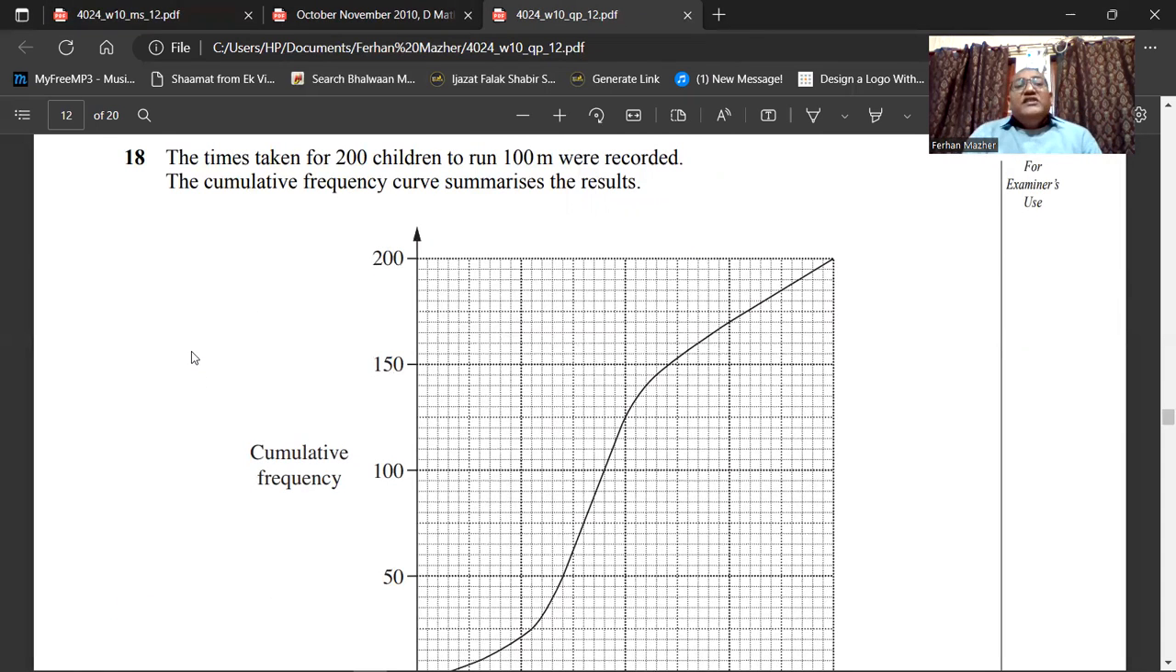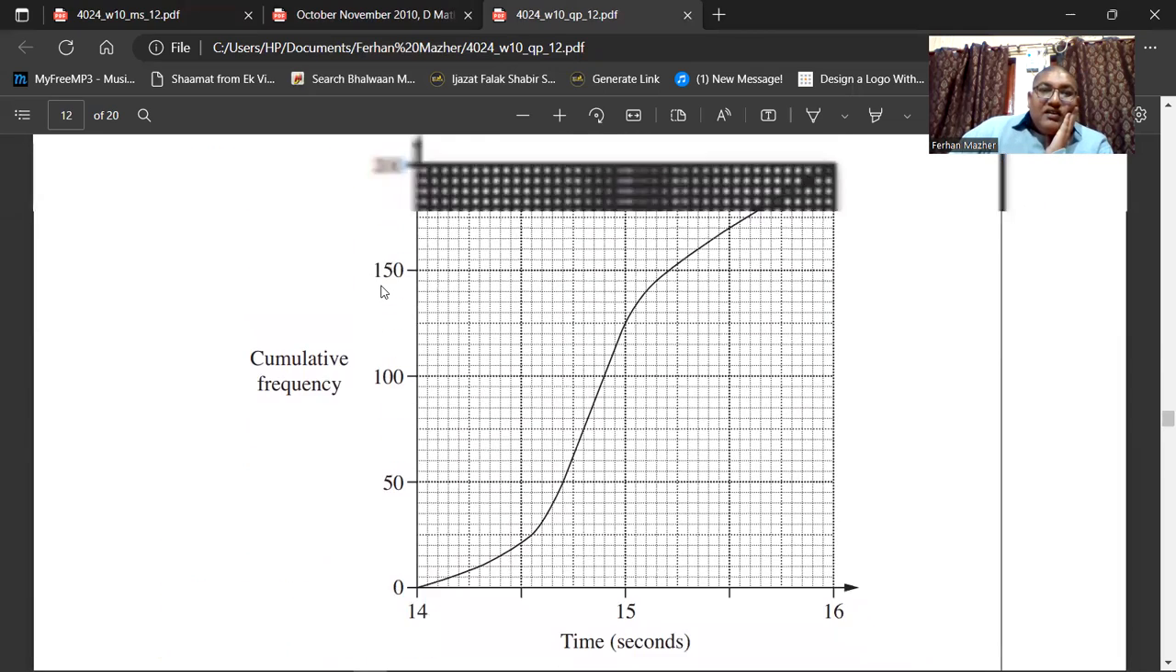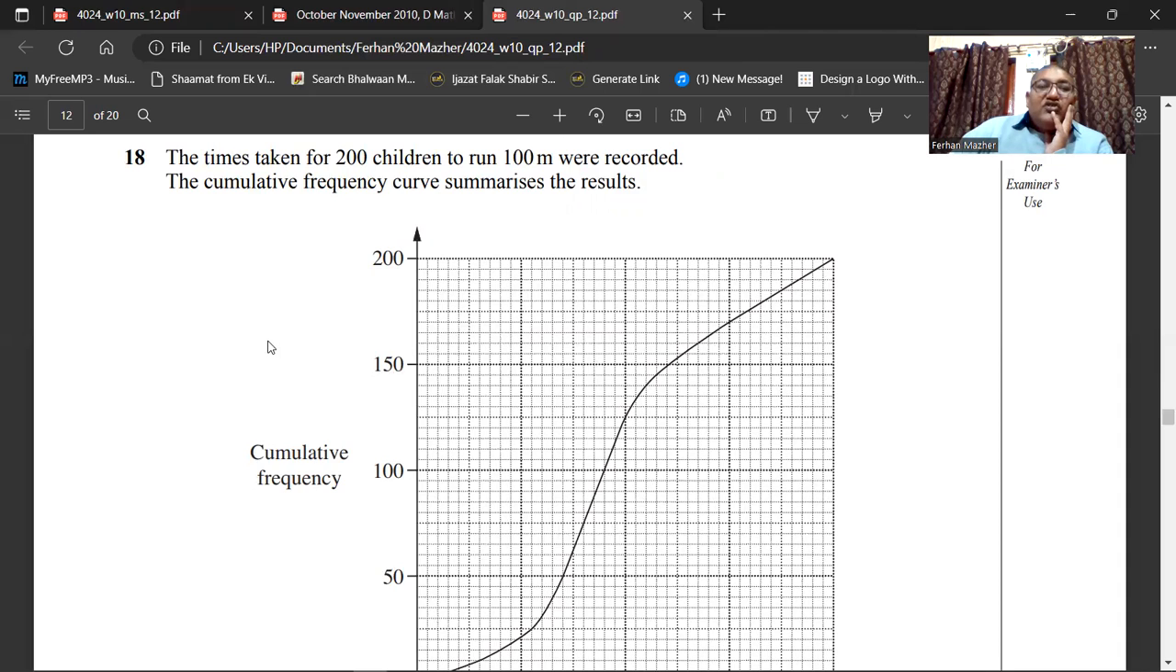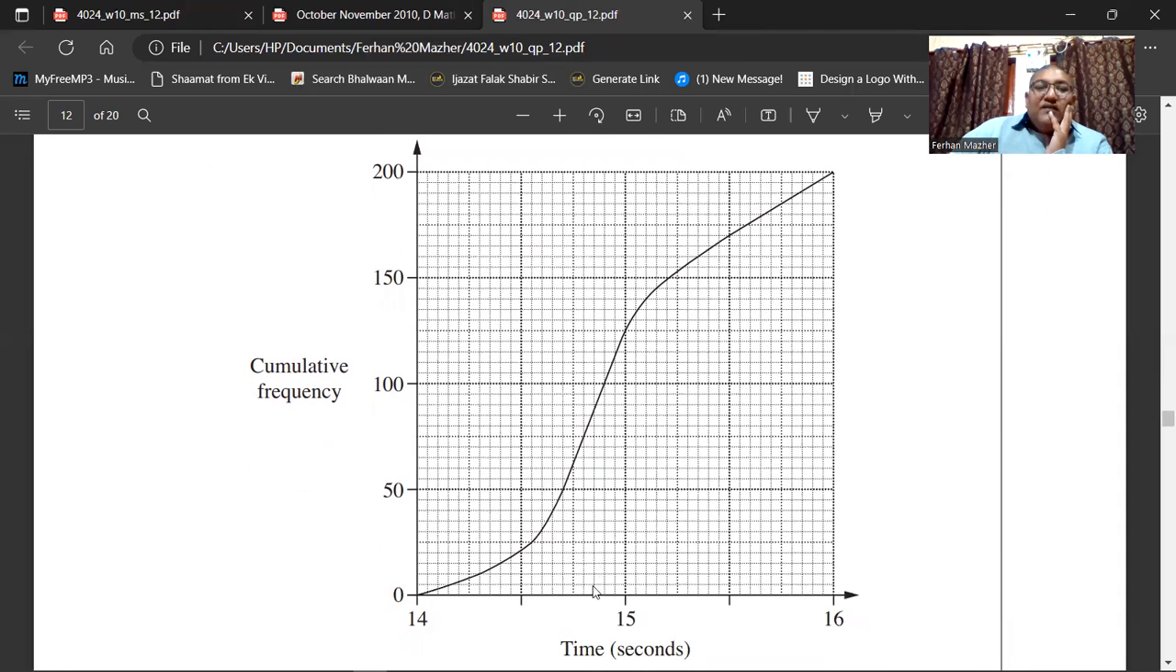The next question is: the time taken for 200 children to run 100 meters was recorded. The cumulative frequency curve summarizes the results. This is the cumulative frequency curve. Here the time is written, and here the cumulative frequency is written.